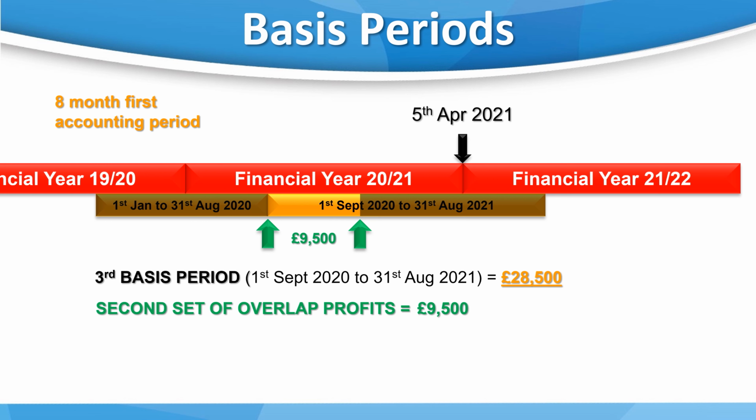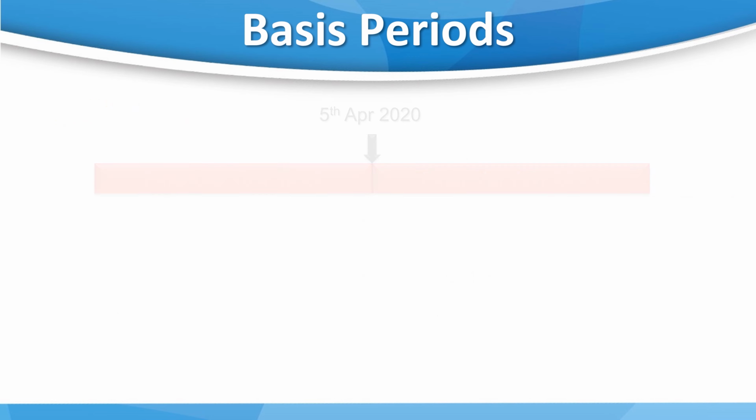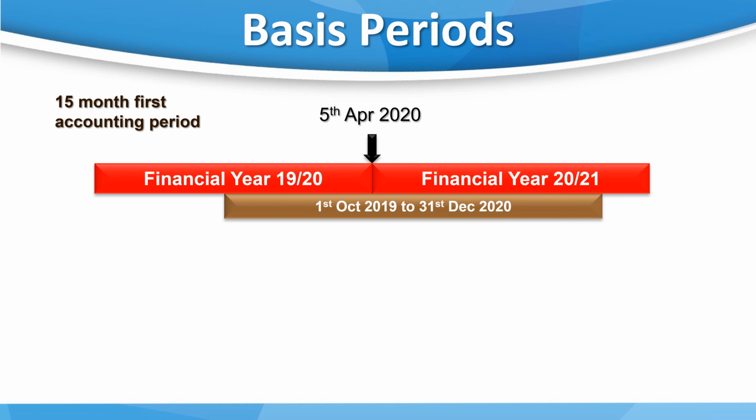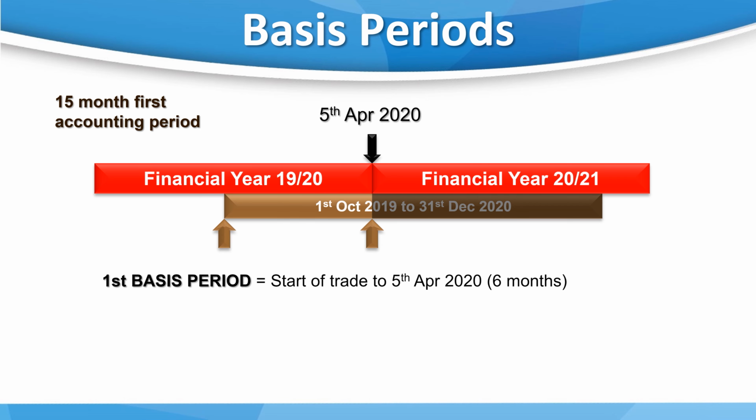A business may also decide to have a long first accounting period. Let's take an example of a business with a first accounting period from the 1st of October 2019 to the 31st of December 2020. 15 months in total. As always, the first basis period is from the beginning of trade until the 5th of April.